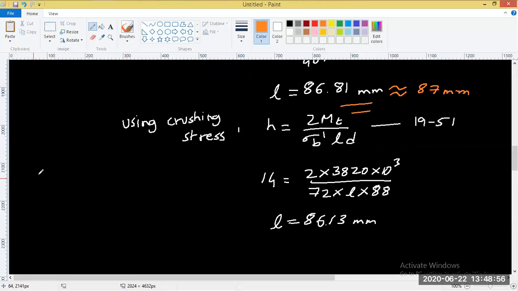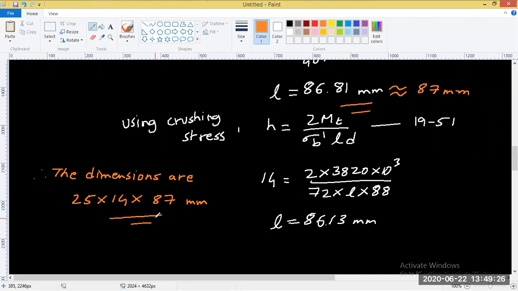Okay, we'll write the conclusion. So therefore, we can write that the dimensions are 25 into 14 into 87 mm. That's breadth into height into length. The three dimensions. Okay.